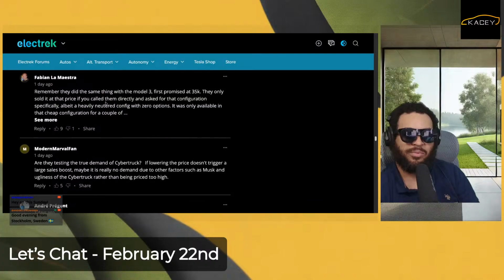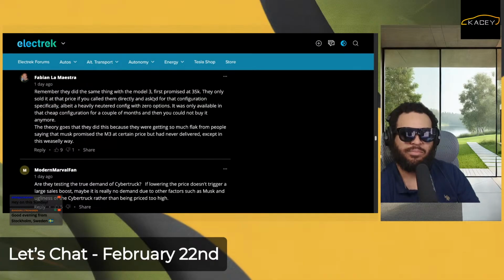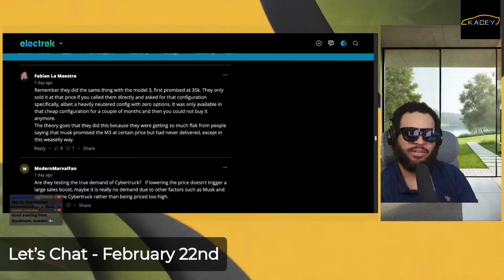Remember what they did? They did the same thing with Model 3. First promised $35K, then they only sold it at that price if you called them directly and asked for that configuration specifically, albeit a heavily neutered config with zero options. It was only available in that cheap configuration for a couple of months, and then you could not buy it anymore. Theory goes that they did this because they were getting so much flak from people saying that Musk promised a Model 3 at a certain price, but it never delivered, except in this weaselly way.